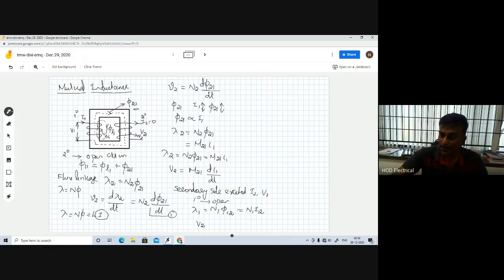Here the primary side is open circuited, sorry, here is one mistake. The voltage induced in the primary winding can be written as the mutual inductance between the primary and secondary winding, M12, into the rate of change of current flowing through the secondary winding. Like that, we can analyze both cases individually: primary excited and secondary open, and primary open and secondary excited.